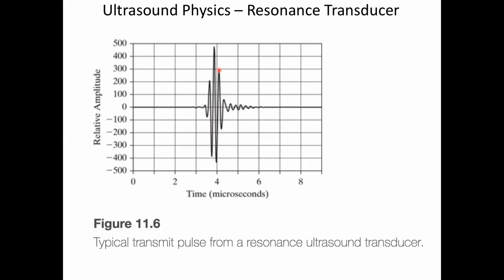And you can make a broadband transducer by increasing this damping such that you have to drive it, right? So that basically whatever voltage pulse you put in, you're going to drive that crystal to do it.